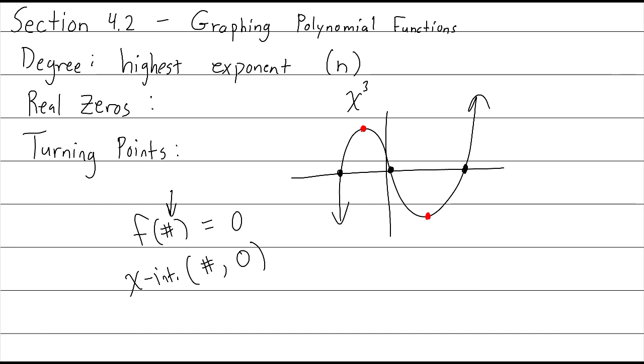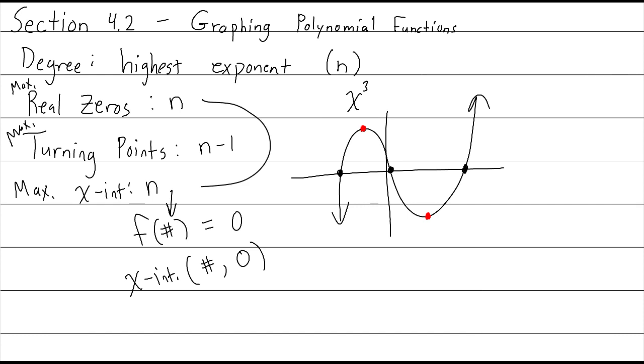If you picture it like that, then you should be able to remember that the maximum number of real zeros, and it could be less than this, but most of the time this will line up, is whatever the degree is. And then the maximum number of turning points would be 1 less than the degree. And while we're at it, let's throw in that the max number of x-intercepts would be n as well, because these two are basically the same thing.